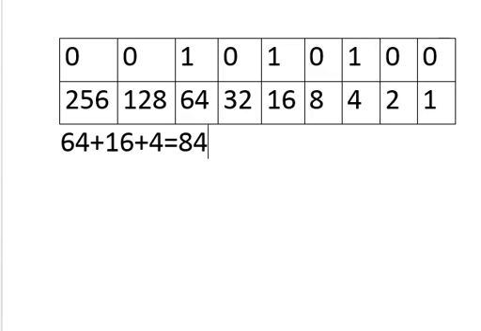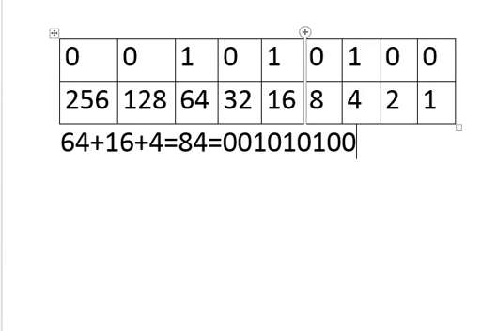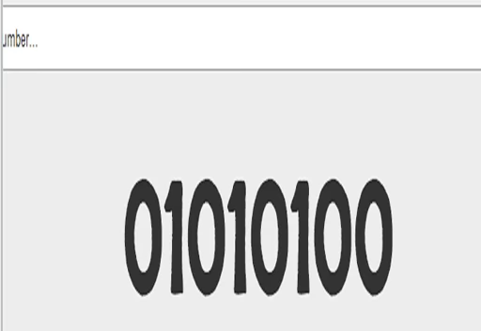So since that's equal to 84, we say that 84 in decimal is equal to 0, 0, 1, 0, 1, 0, 1, 0, 0. So we have 1, 0, 1. Yep, so there we go. And just to confirm, I'll go to Google and type in 84 in binary. Yep, so here we go. We have 0, 1, 0, 1, 0, 1, 0, 0.